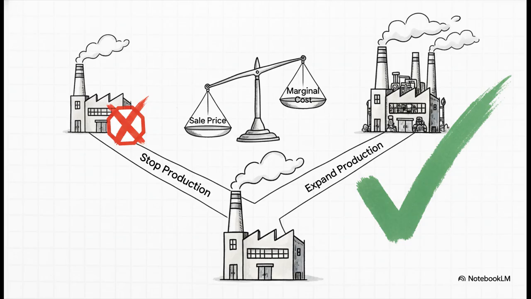And this is the payoff. This is why it matters. Businesses run this exact calculation all the time. If the price they can sell that next widget for is more than the marginal cost to make it, guess what? They make more. If it costs more to make it than they can sell it for, they stop. This one algebraic skill is literally fundamental to making huge financial decisions.